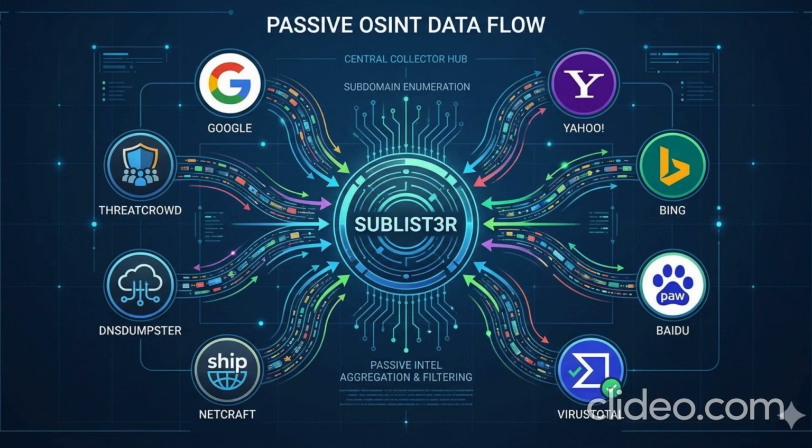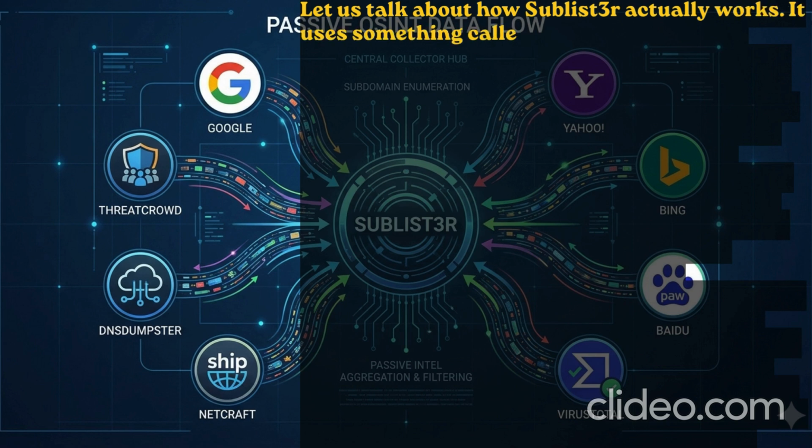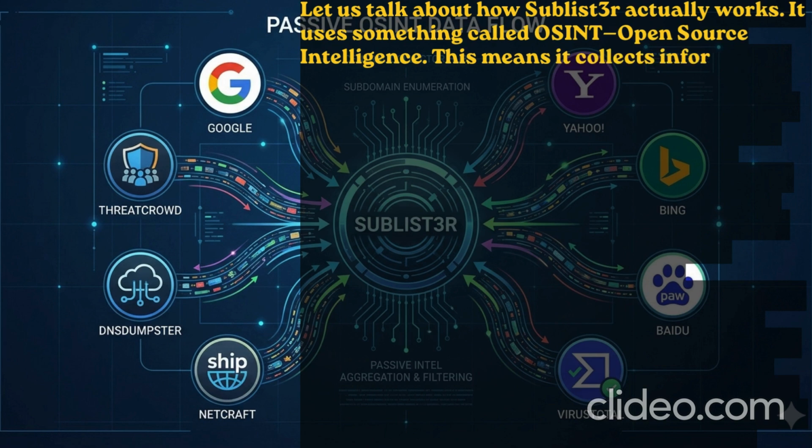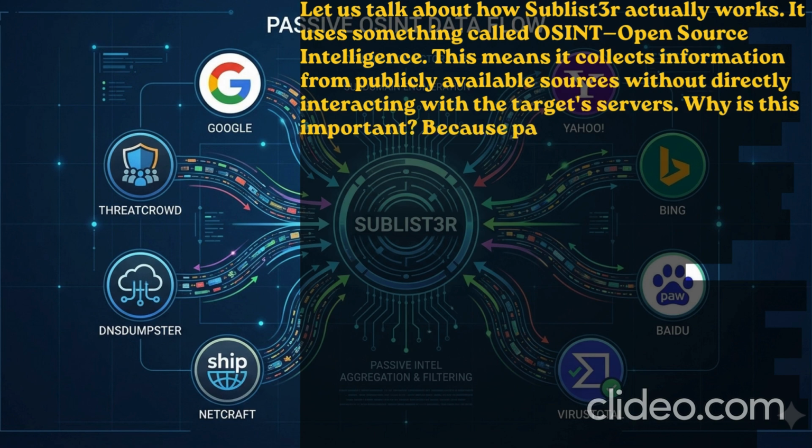Let's talk about how Sublist3r actually works. It uses something called OSINT, open source intelligence. This means it collects information from publicly available sources without directly interacting with the target server. Why is this important? Because passive reconnaissance is stealthy. It leaves no logs, no alerts, and no footprint.